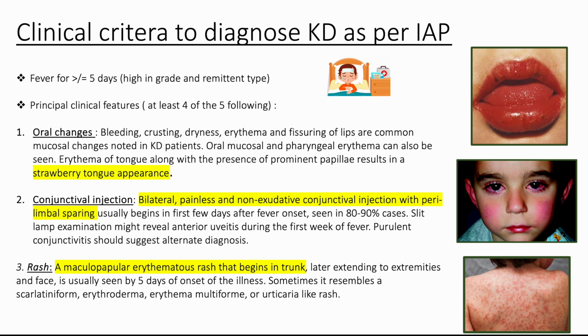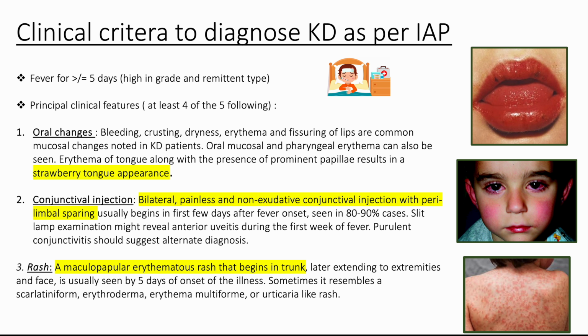Coming to the diagnostic criteria, Kawasaki disease is diagnosed based on fever lasting 5 or more days, along with at least 4 of 5 principal clinical features. First, oral changes. Oral findings include erythema, dryness, fissuring, and crusting of the lips, diffuse mucosal erythema, and classically strawberry tongue due to prominent papillae on the tongue. Next are conjunctival changes: bilateral, painless, non-exudative conjunctival injection with limbal sparing is a characteristic feature. Purulent conjunctivitis suggests an alternative diagnosis.